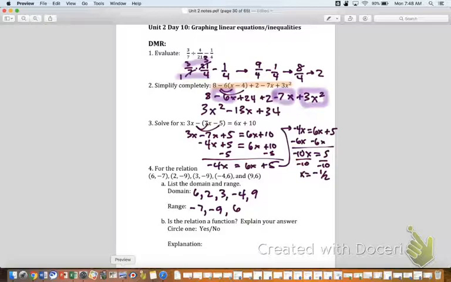Okay, finally B. Function, yes or no? Yes. Okay. Anybody have an explanation? What do you think, Noel? No input has more than one output. Yeah, no, I like that. No input has more than one output.